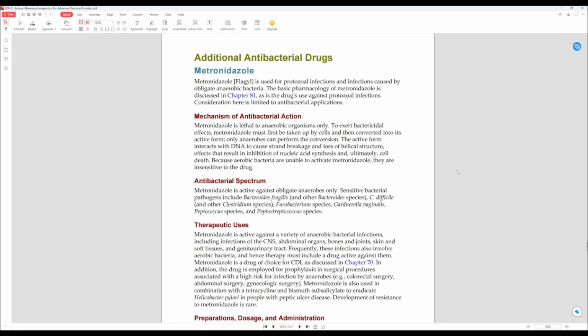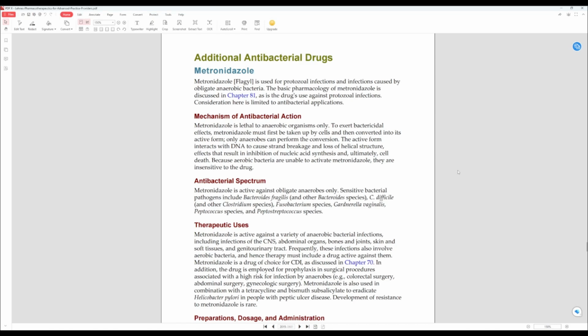Metronidazole, also known as Flagyl, which is what I'll be calling it. Still very popular today, it is used for protozoal infections and infections caused by obligate anaerobic bacteria. The basic pharmacology of Flagyl is discussed in Chapter 81, as is the drug's use against protozoal infections. Considerations here are limited to the antibacterial application.